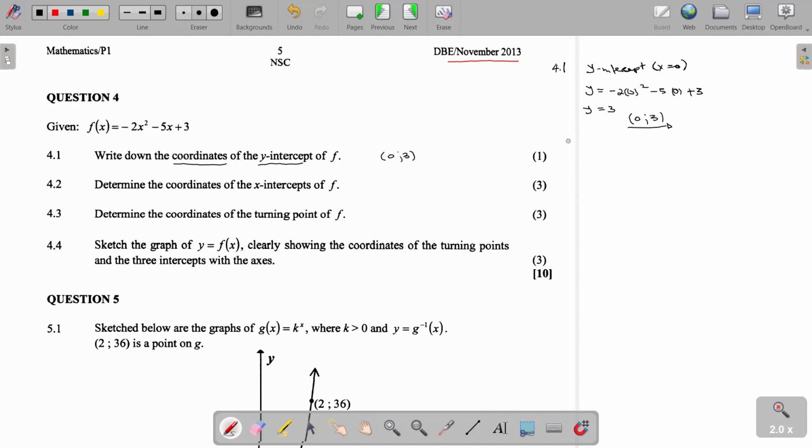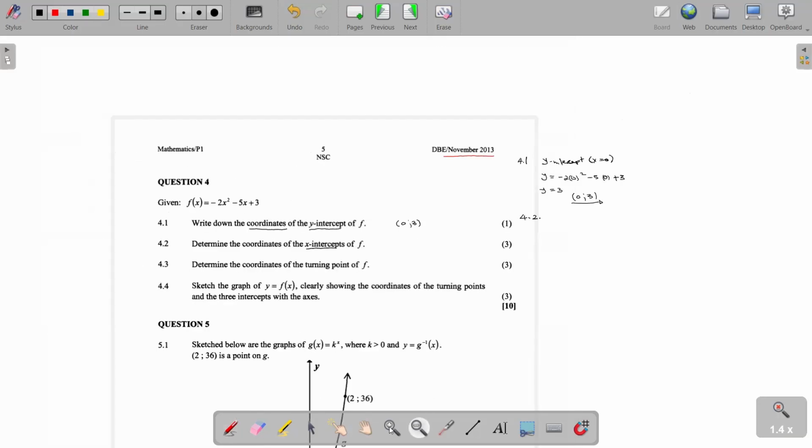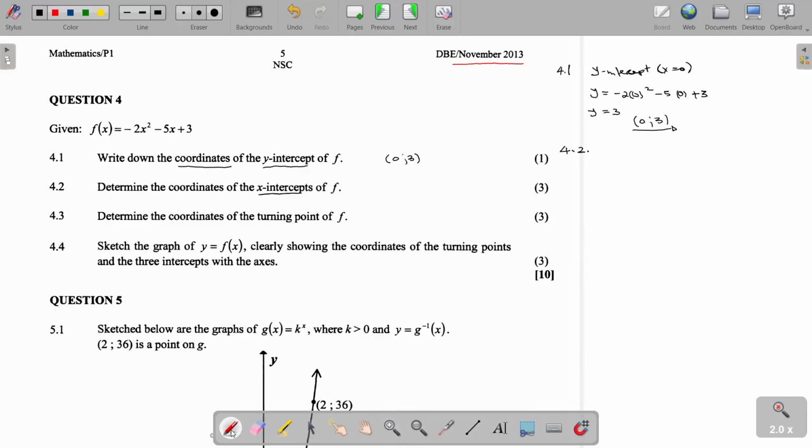Then we go to question 4.2. They are saying they want the coordinates of the x-intercepts of f. We want the coordinates of the x-intercept. So it means to get the x-intercept, our y will be equal to 0. So it means there our 0 is equal to minus 2x squared minus 5x plus 3.